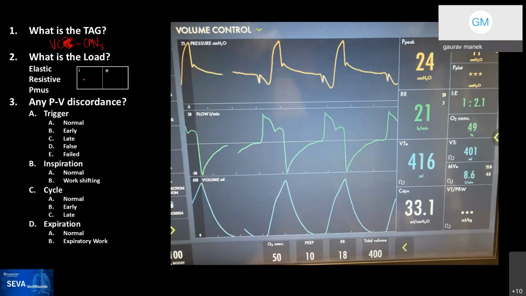There's PMAS in inspiration. Expiration, I'll go with elastic.